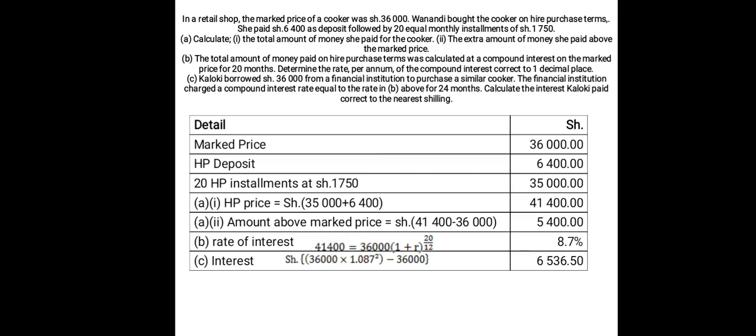Now, the rate of interest, how will it be computed? We shall take the marked price as the principal, and then multiply by 1 plus the rate, raised to the power of 20 over 12. We get that the interest rate was 8.7%.